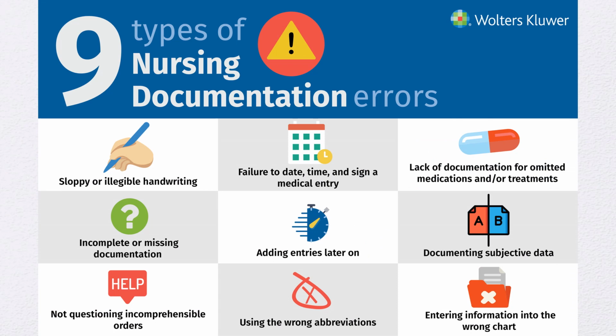So this is just another slide, 9 types of nursing documentation errors. You can see sloppy or illegible handwriting, incomplete or missing documentation, using wrong abbreviations. Just again, different ways errors can happen.